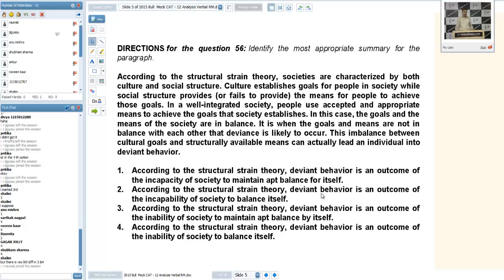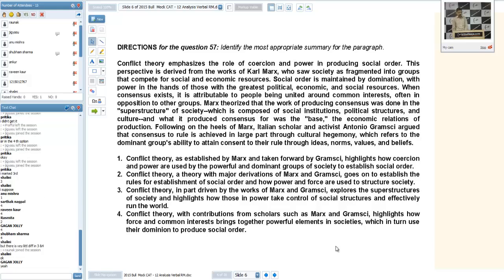So with just a little play of preposition grammar, am I clear, guys? How come the choices can be made so close just by changing a few words? Okay, meaning changes just with a change in preposition. Now it's again a summary based question. Conflict theory emphasizes. Take your time, take 1 or 2 minutes, don't rush through this particular question.